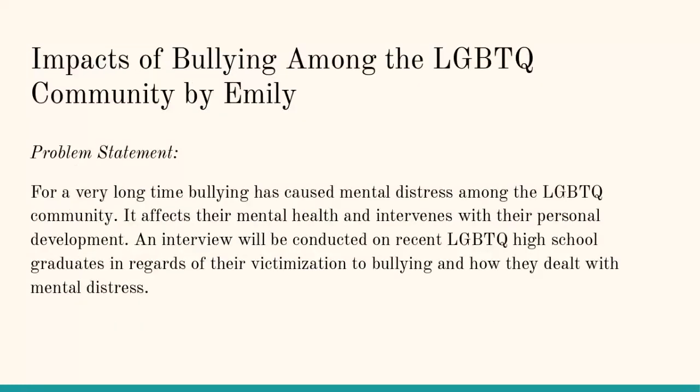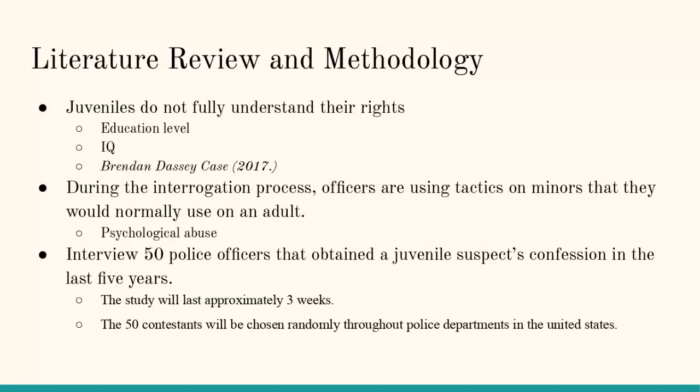Juveniles do not fully understand their rights, and this could be because of education level or IQ. An example of this is the Brendan Daisy case. Brendan Daisy was a 16-year-old boy convicted of murder in 2017. During the case, officers interrogated him for 4 hours straight and told him that the only way he could leave was if he confessed to the murder. Keep in mind, Brendan Daisy was attending special ed courses after failing 3 of his classes, and it was also discovered that he had an IQ level of 73.